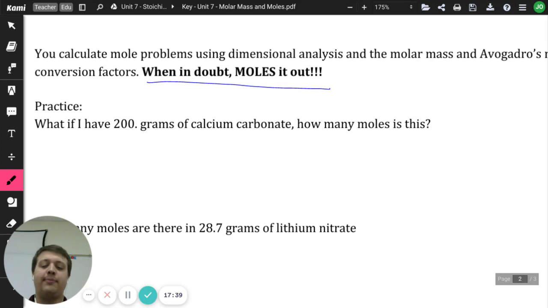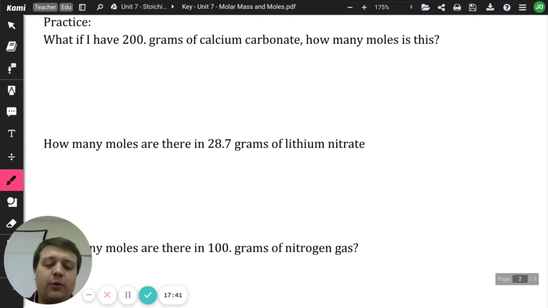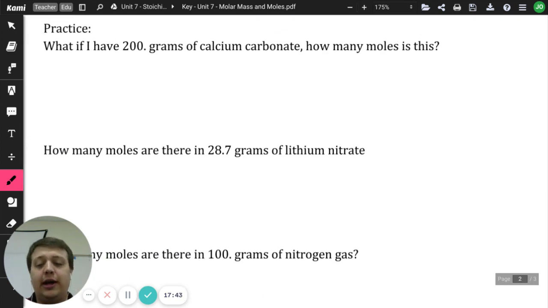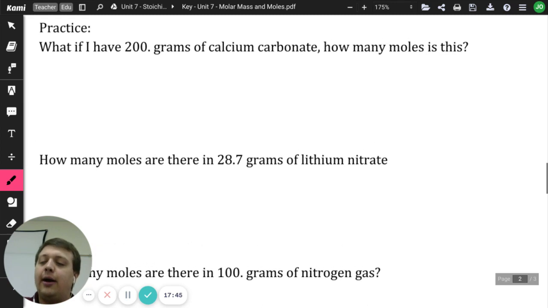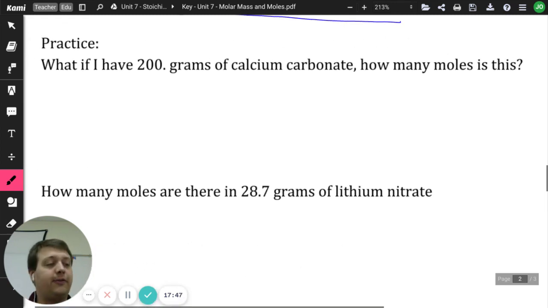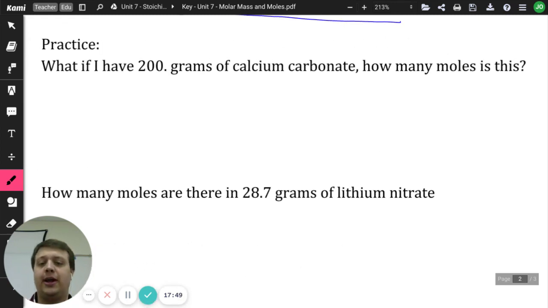Go to moles, okay? So here's my question. If I have 200 grams of calcium carbonate, how many moles is this? Well, the very first thing we should do is write our formula for calcium carbonate. So that would be CaCO3. Calcium has a +2 charge, carbonate has a -2 charge, so they cancel out, and we would leave it as that.